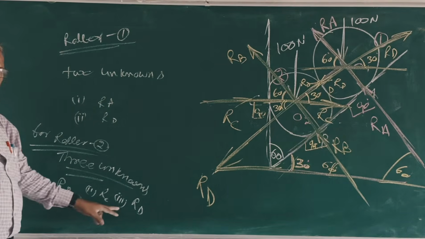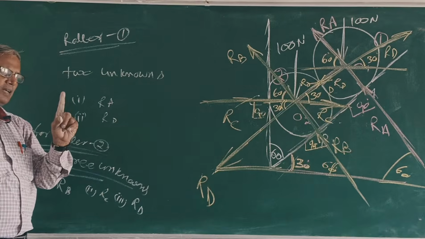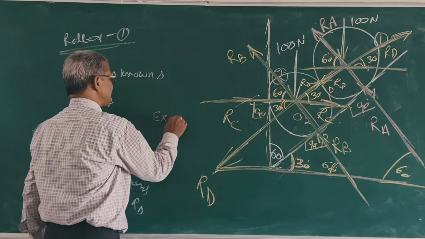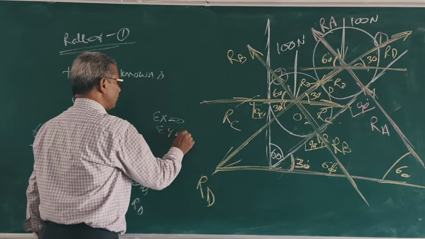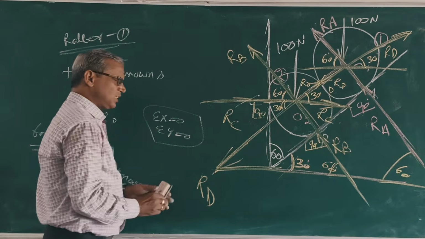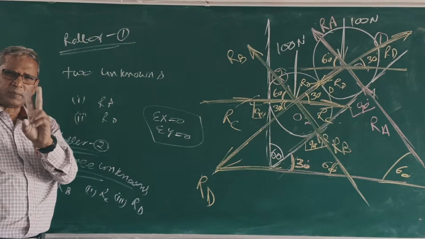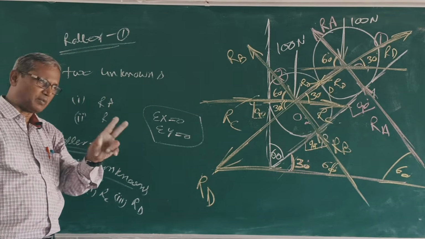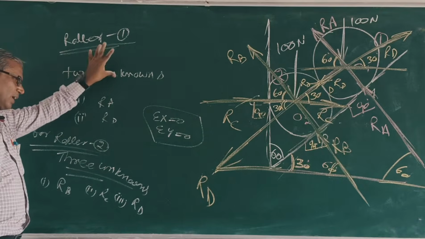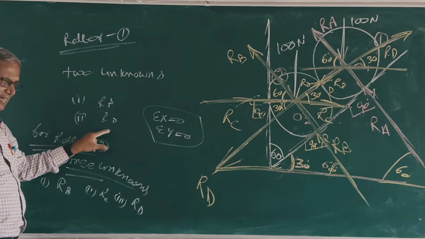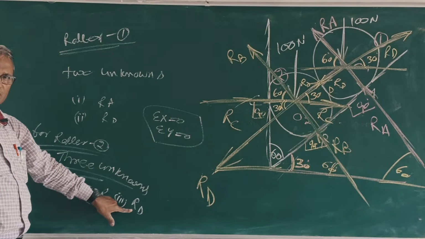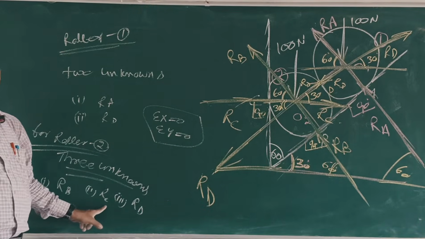But we have only two equations: sigma x is 0 and sigma y is 0. So using these two equations, two unknowns can be found, not 3. So it is advisable to take roller 1, find RA and RD, apply this RD in the equation for roller 2, and you can find RC and RB. Clear? So take roller 1.